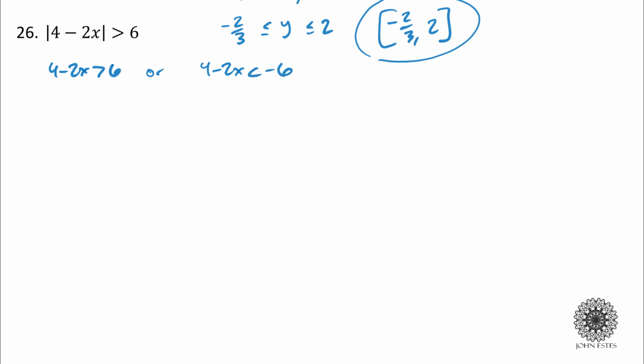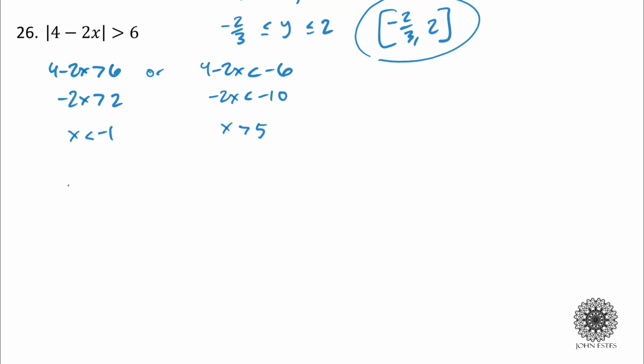Okay, so now when I subtract 4 from both sides, I get negative 2x is greater than 2. So that means x is less than negative 1. On the other side, I have negative 2x is less than negative 10 after subtracting 4 on both sides. Then when I divide by negative 2, x is greater than 5. And remember, I have to flip my sign. Why? Because I'm dividing by a negative, right? So I flip my sign because I'm dividing by a negative.